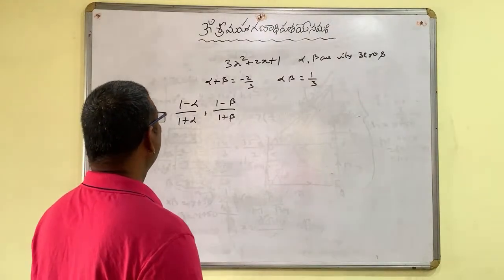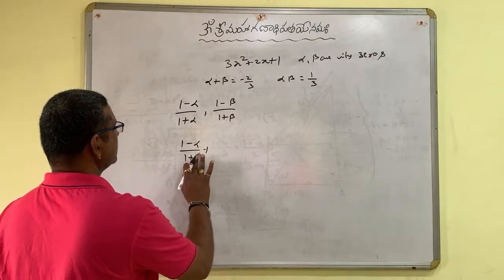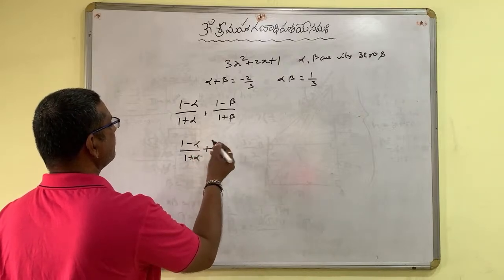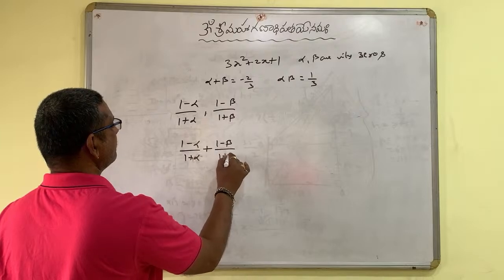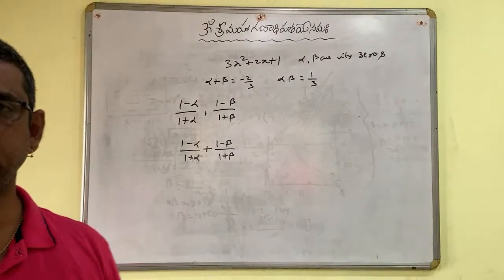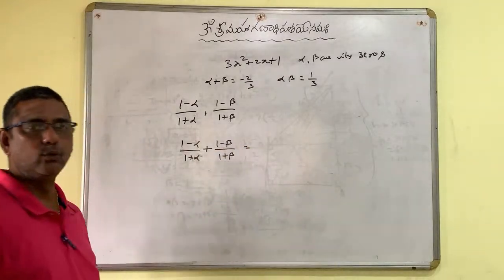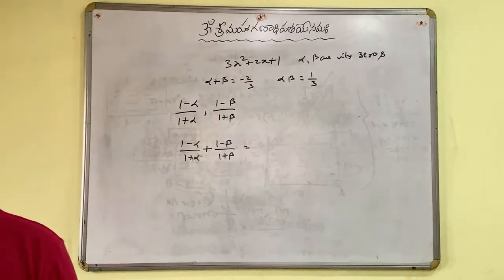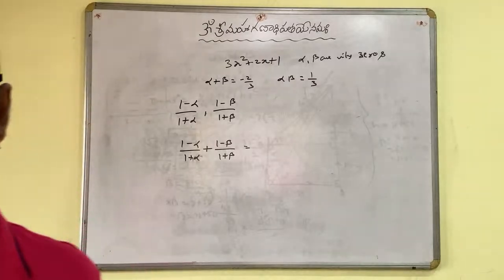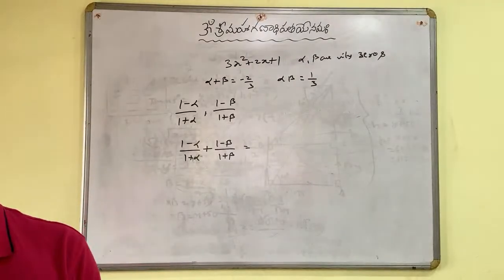Now what we have to do? First we need to find out sum of zeros. Means add these two. What we will get? Add these two and tell me the result at the end, children. Take LCM and simplify. Tell me the last result after adding by taking LCM.